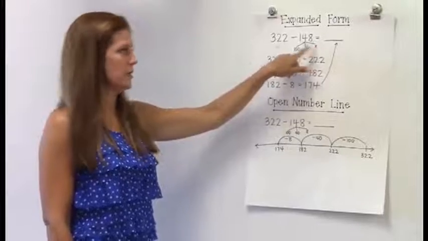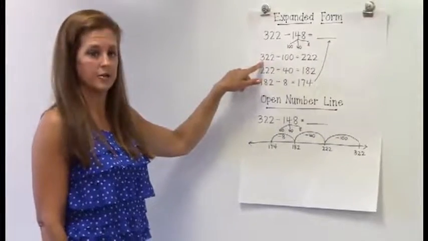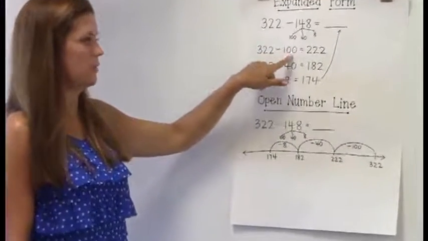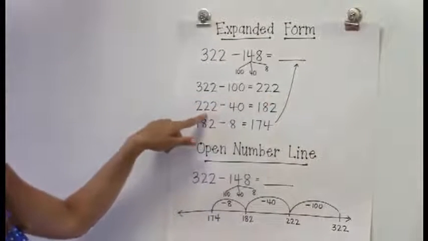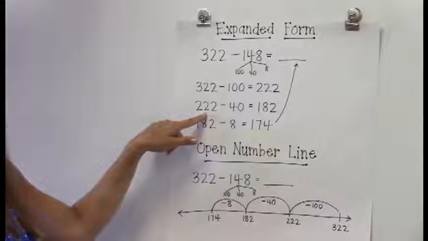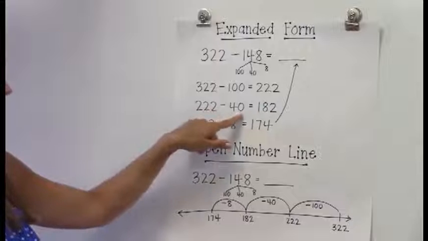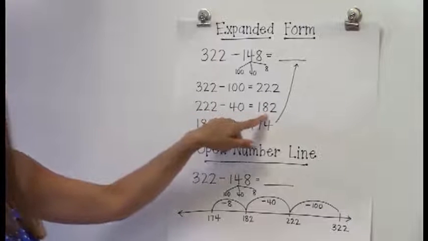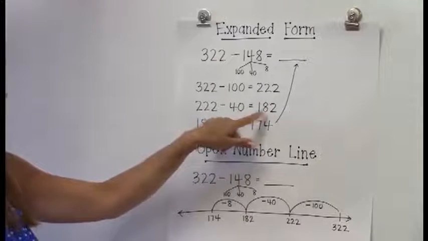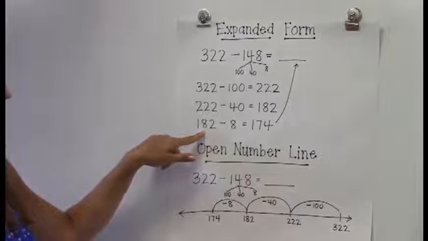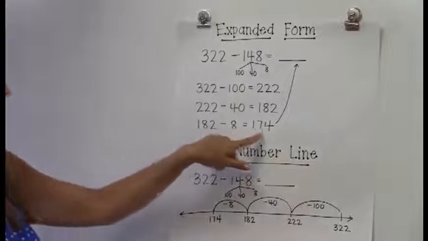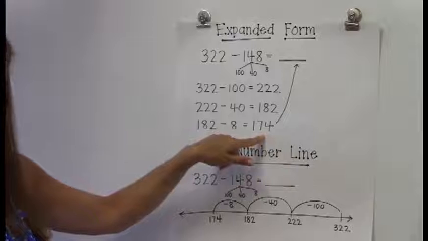What we do from here is we first subtract the hundreds, so 322 minus 100 is 222. We'll bring that answer down and next subtract the tens. 222 minus 40 equals 182. And the final step is to bring the 182 down and subtract the ones. 182 minus 8 equals 174.